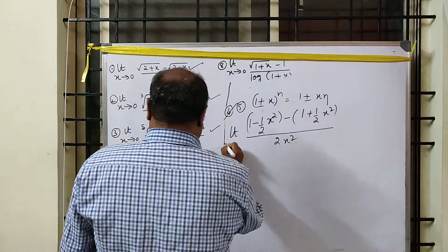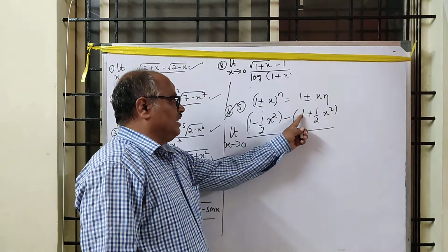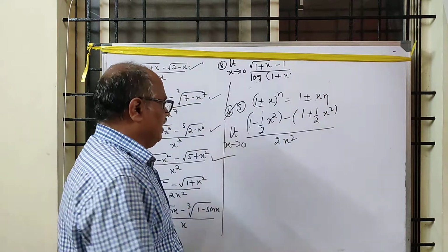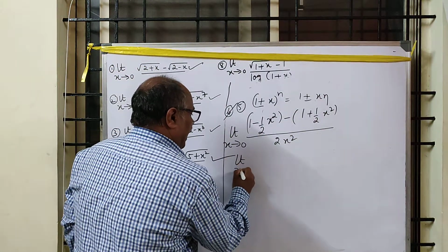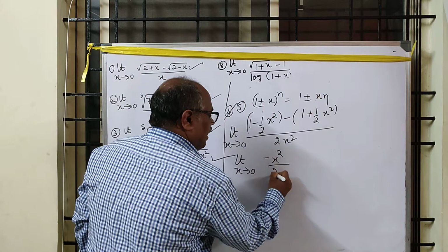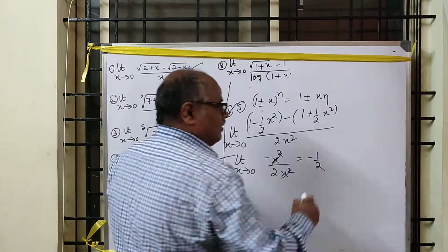Limit x tends to 0. Plus 1 minus 1 get cancelled. Minus 1 by 2 x squared minus 1 by 2 x squared is minus x squared. Minus x squared divided by 2x squared, x squared gets cancelled. Minus 1 by 2 is the answer.